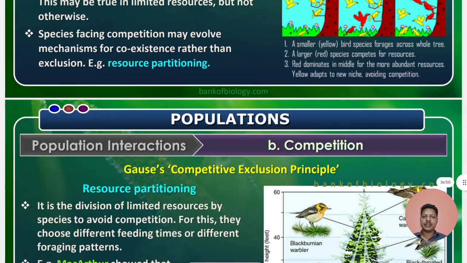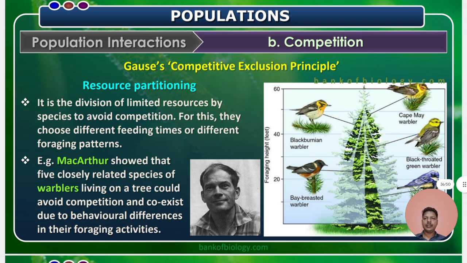It is called resource partitioning. It is a division of limited resources by species to avoid competition. For this, they choose different feeding times or different foraging patterns. Example, MacArthur shows that 5 closely related species of warblers living on a tree could avoid competition and coexist due to behavioral differences in their foraging activities.